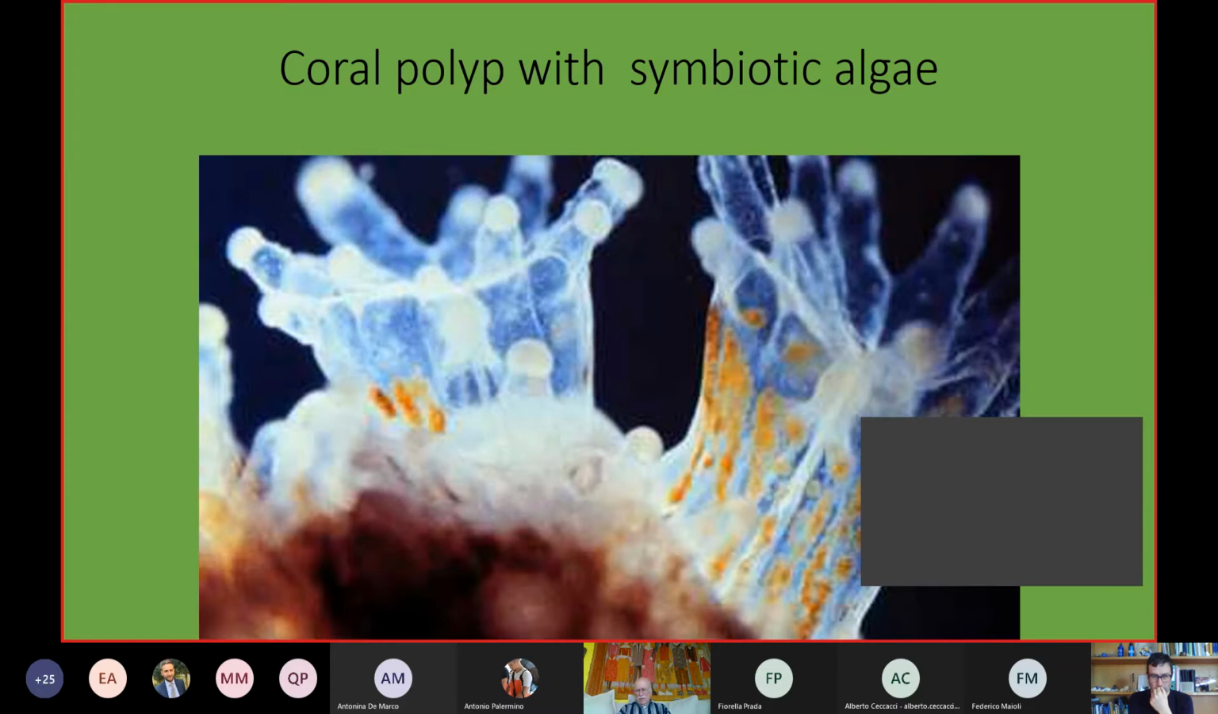And remember that corals succeed in tropical waters where there are no nutrients. So inside the polyp, from the excretion of the animal host, you have sources of nitrogen and phosphorus, and from the host, the animal respiration, they get CO2 that is essential for photosynthesis.